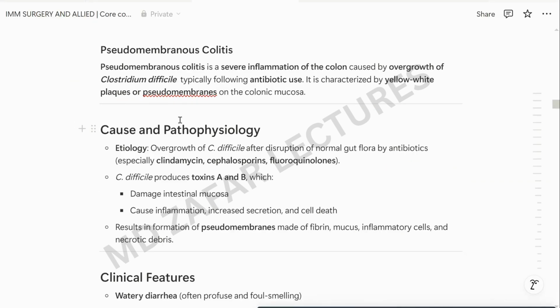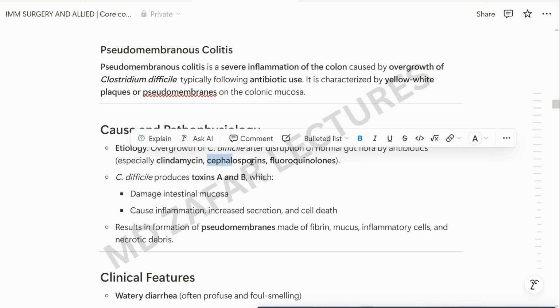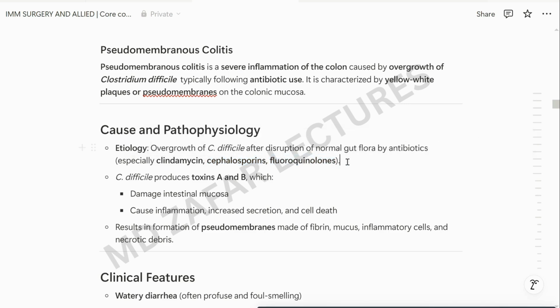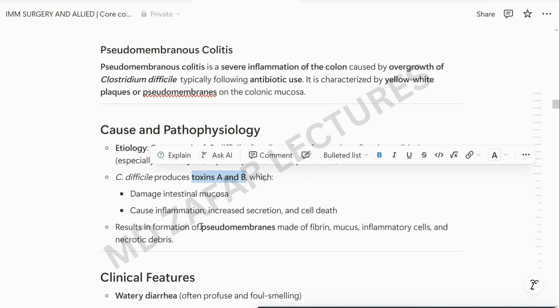So in the pathophysiology, what is important to note is that these antibiotics, which are clindamycin, cephalosporins, and the fluoroquinolones, are notorious for causing pseudomembranous colitis. Toxin A and B are going to produce damage to the mucosa, and as a result of this, pseudomembranes will develop.